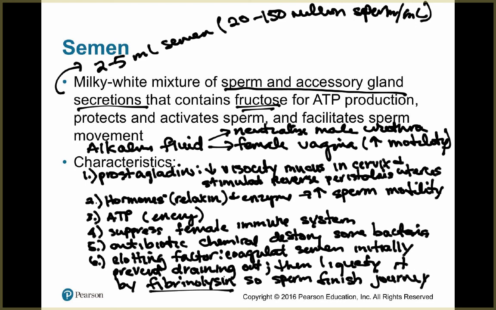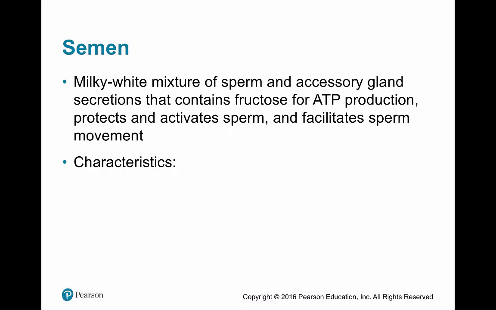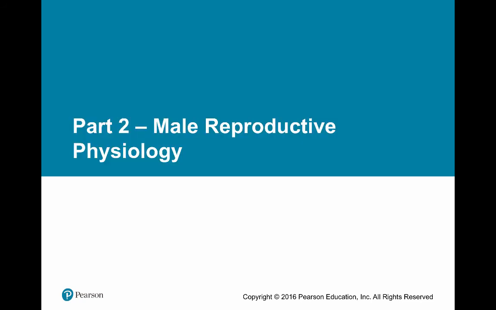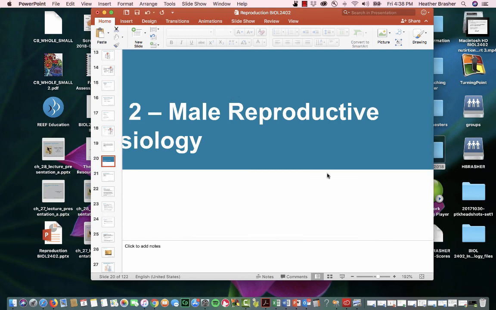So these are the 6 characteristics of semen. And so this is where I'm going to leave it now. And the next video, we'll discuss the actual physiology.